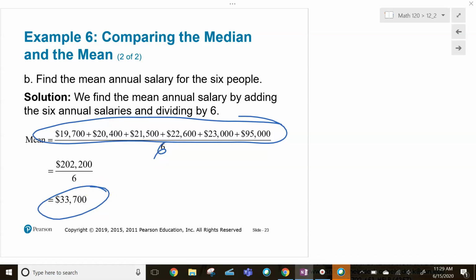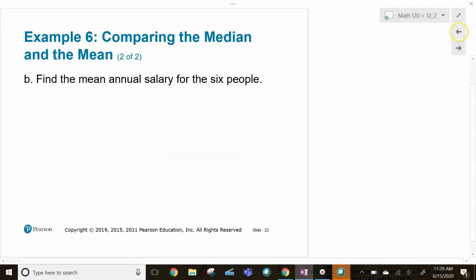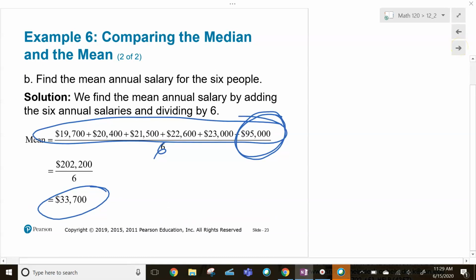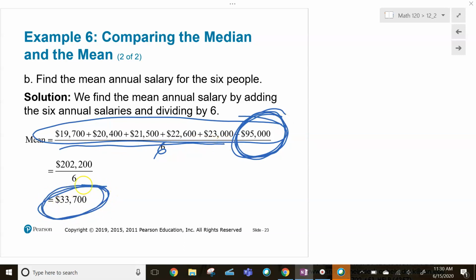Now, by the way, if you notice this, see this outlier, this manager making the 95,000? See how a mean and a median are both measures of central tendency. Median meaning the middle one, right? So the middle was 22,050, but the mean, another measure of central tendency, when you include this manager making substantially more than these other 5, it really bumps up this measure of central tendency, the mean. It bumps that up by thousands, right, to 33,700.